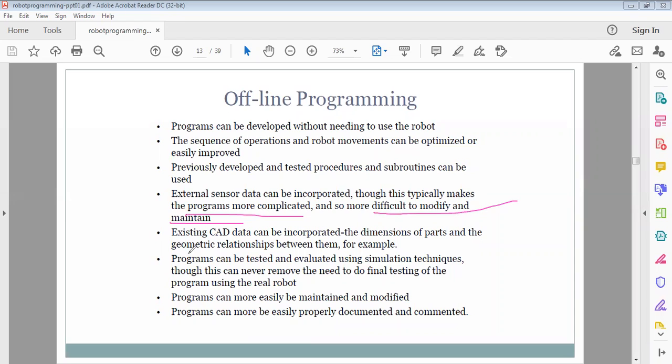Next, existing CAD data can be incorporated, such as the dimensions of the parts and the geometric relationship between them.